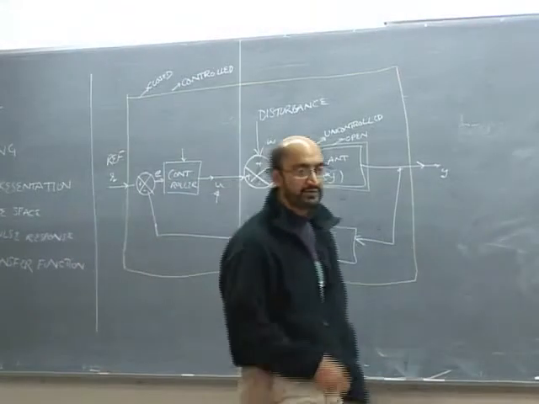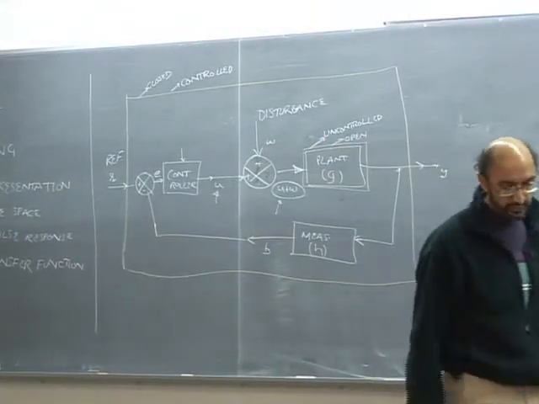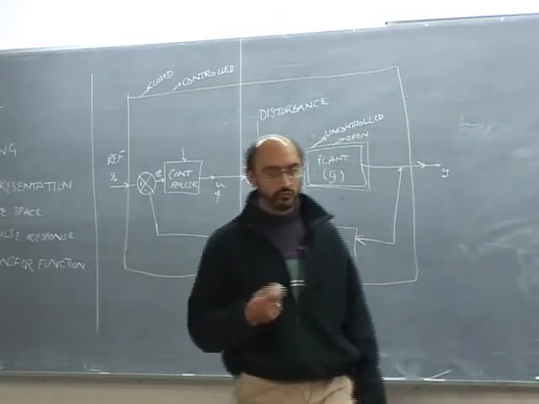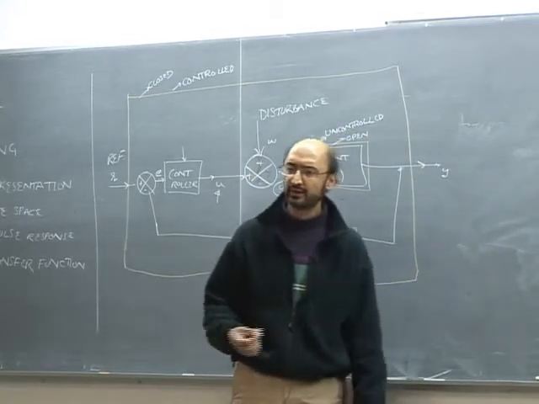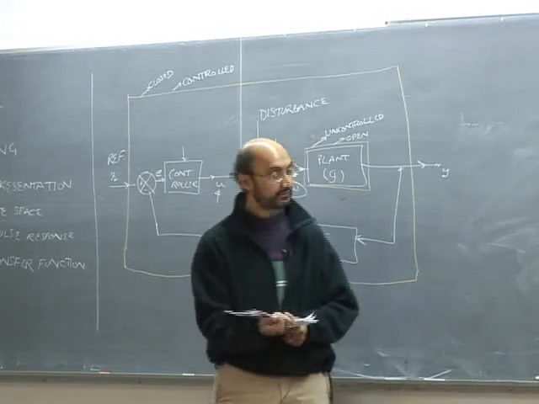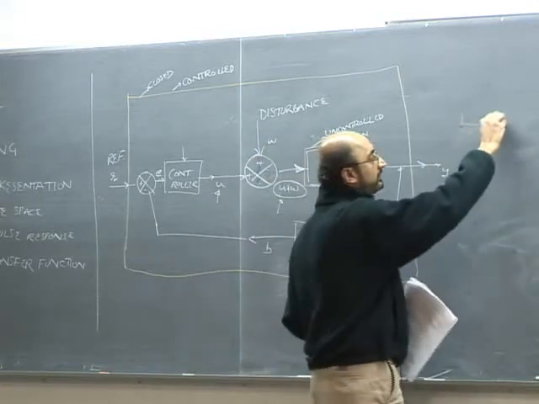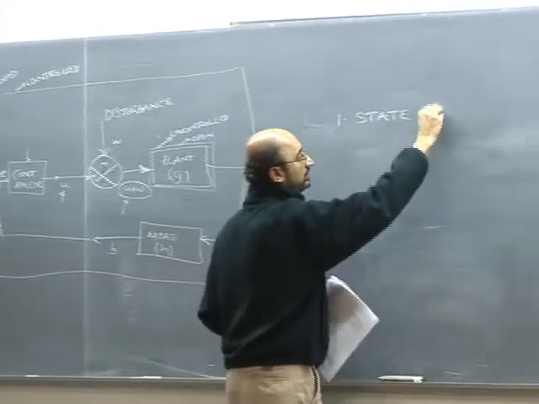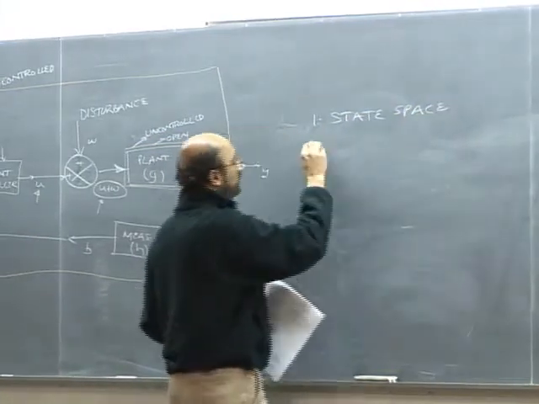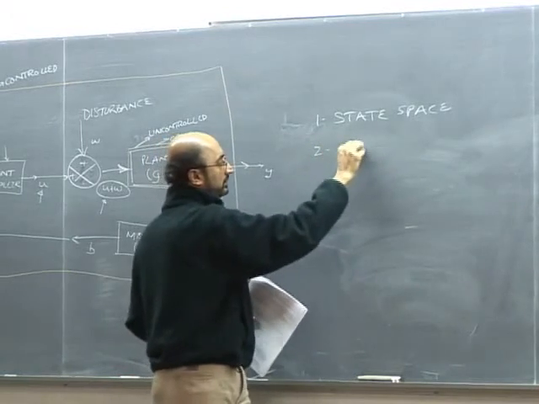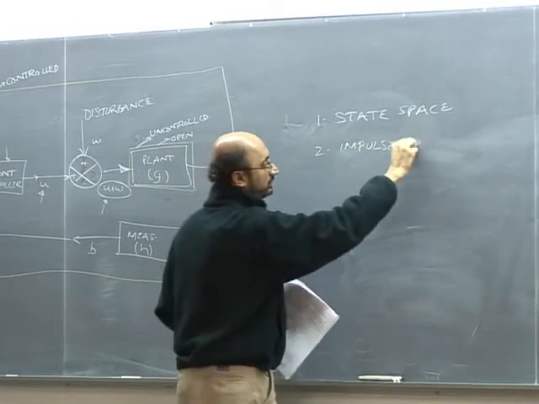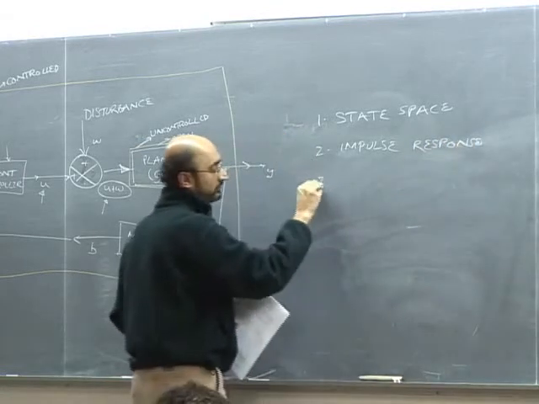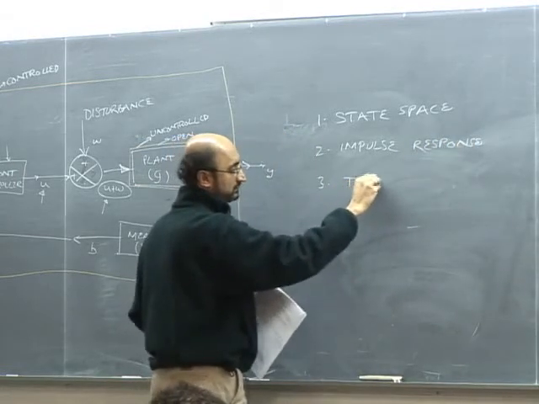So there are three ways, it turns out, to mathematically represent a system, and two of them are actually very useful, and I'll explain one of them. One of them is sort of just a transitional thing. So the first one is what's called the state space approach. The second one is called the impulse response. And the third thing is called the transfer function.